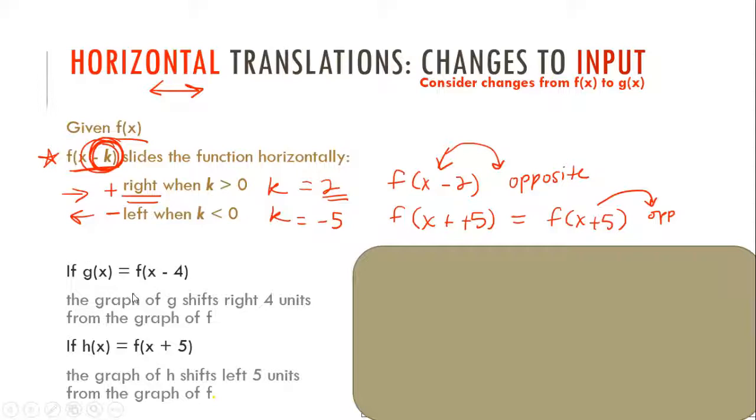Okay, so let's look at some examples here specifically. If g of x equals f of x minus 4, I have this -4 here. Since it's a negative, that really means I'm moving right, because when I pull out that value, it's going to be positive because the formula itself is negative. So the graph of g shifts right 4 units from the graph of f. And if I were to have a positive 5, I'm actually moving in the left direction.